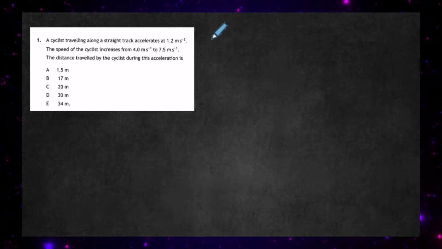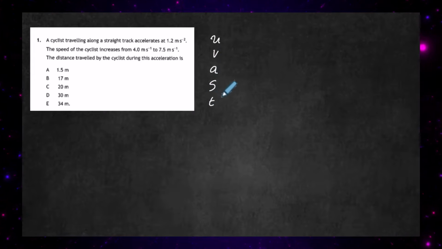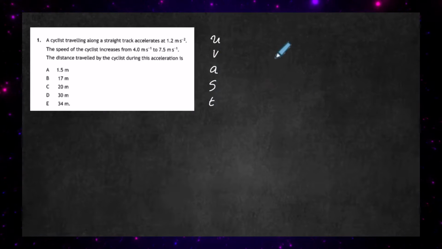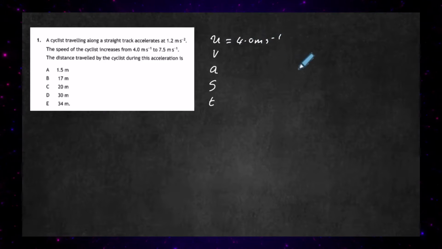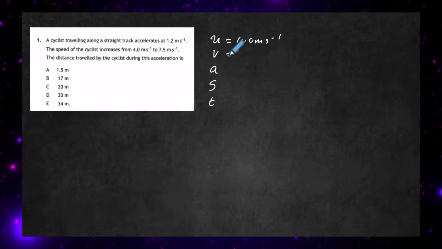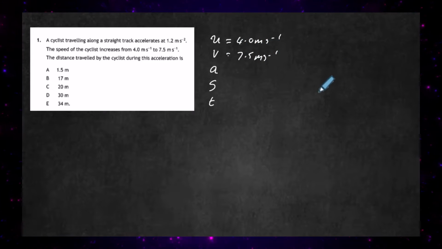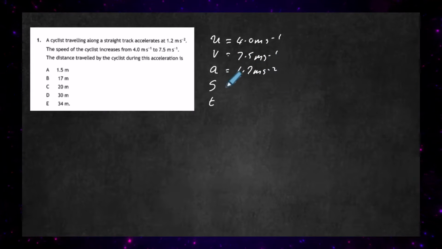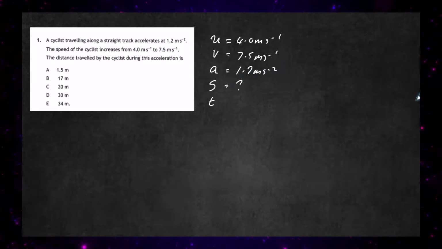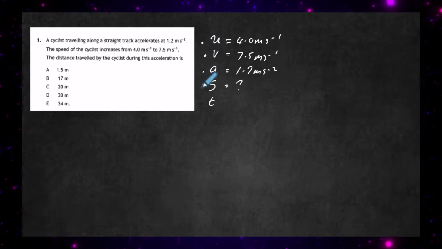We put down our favourite characters U, V, A, S and T. U being initial velocity, which we know is going to be 4 metres per second. And we know the final velocity is going to be 7.5 metres per second. And we know that the acceleration is going to be 1.2 metres per second every second. And we're asked to find the displacement or the distance travelled here. So identify what variables we've got. We have got U, V, A and S.